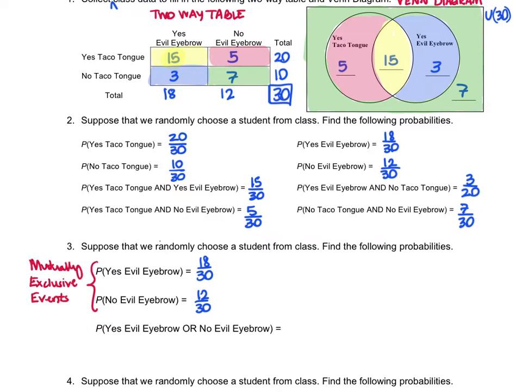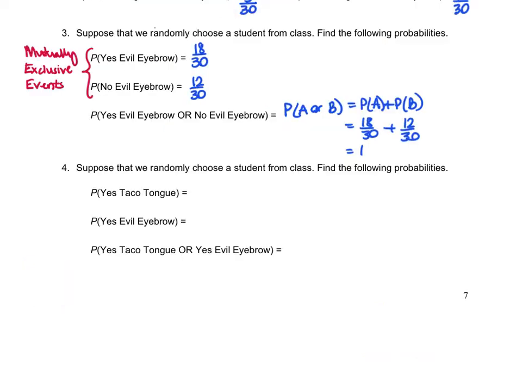And when we combine them, yes evil eyebrow or no evil eyebrow, that means we're going to add those two together. So the probability of A or B is equal to the probability of A plus the probability of B, which means when we substitute in 18 out of 30 plus 12 out of 30, those two mutually exclusive events add up to 1, because that includes everyone, or 30 out of 30. Let's take a look now at some non-mutually exclusive events.